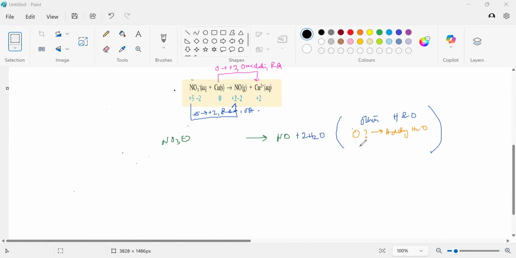Agreed? Now, you have to balance hydrogen by adding H plus. Understood? So there's four, so four H plus. Which side? On the left hand side.